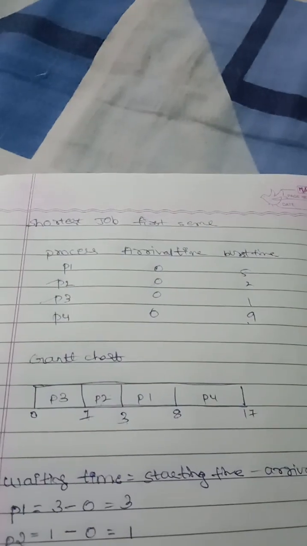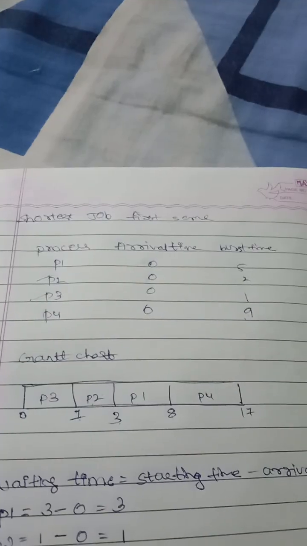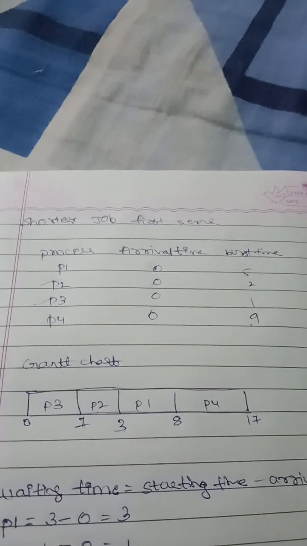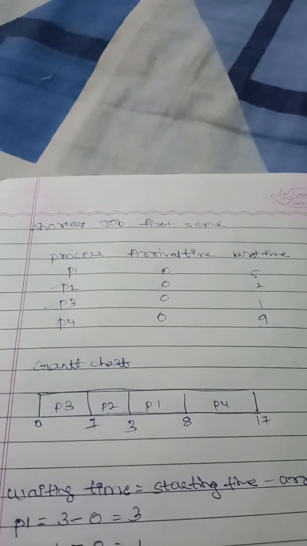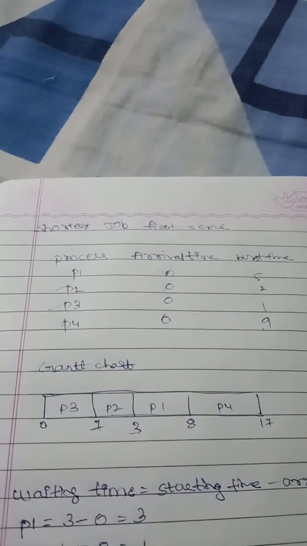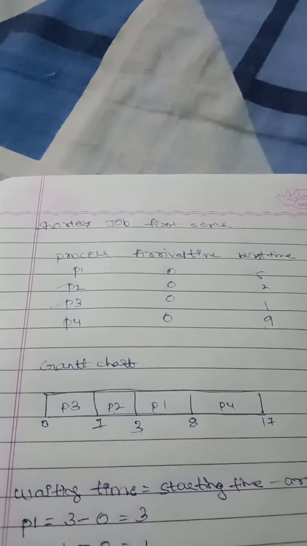Shortest job first may also be preemptive or non-preemptive. When SJF is non-preemptive, the CPU is given directly to the process. Whenever SJF is preemptive, it performs context switching.